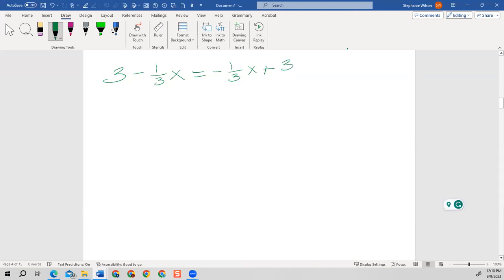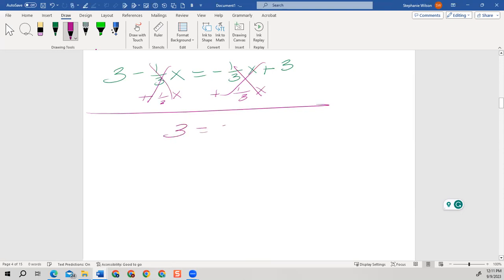All right. Well, looking at this, would you agree that both sides equal each other? I got a positive 3 and a positive 3. I got negative 1/3 x, negative 1/3 x, separated by the equal, right? So I'm going to say this side is equal to that side. However, let's just do some math work. If I move this 1/3 x to the other side by adding it, it goes to 0 on this side and to 0 here. That leaves me with 3 equals 3.